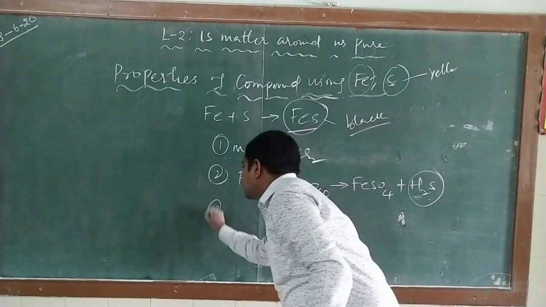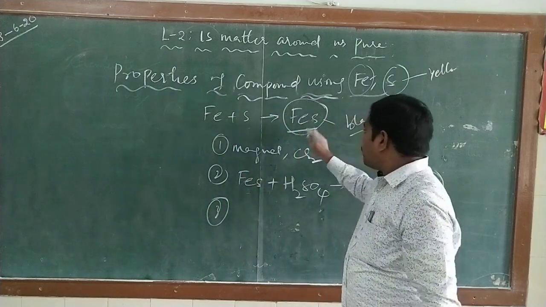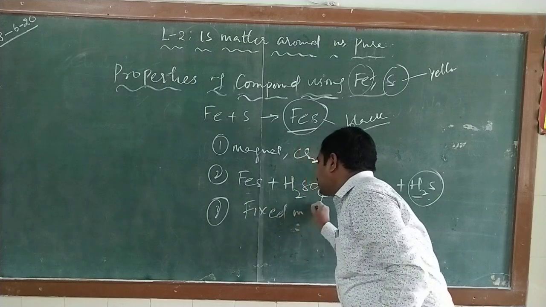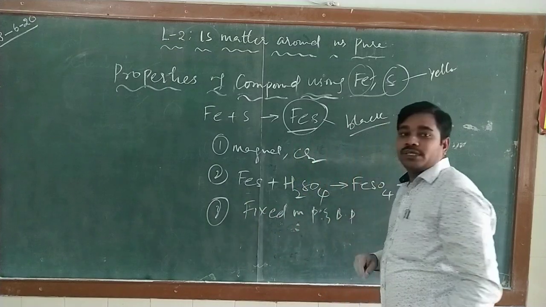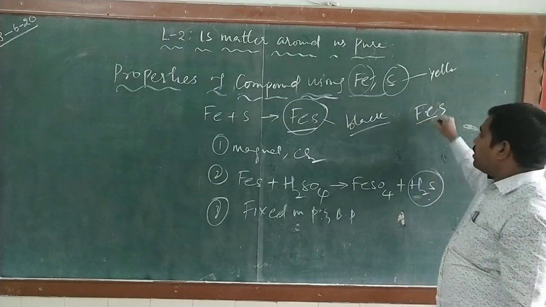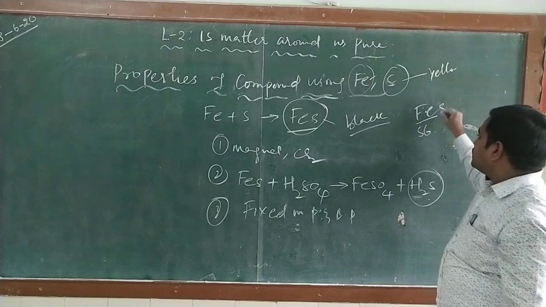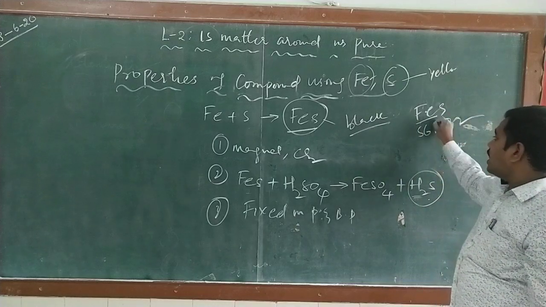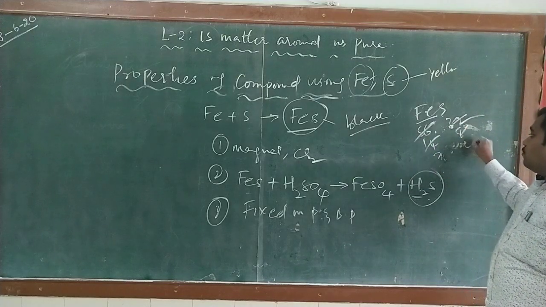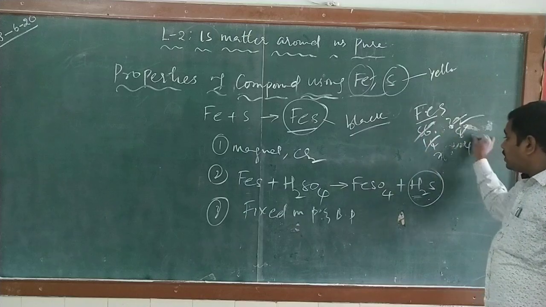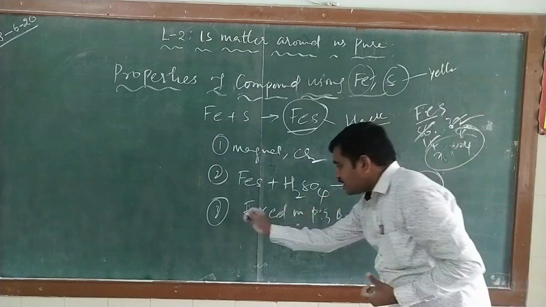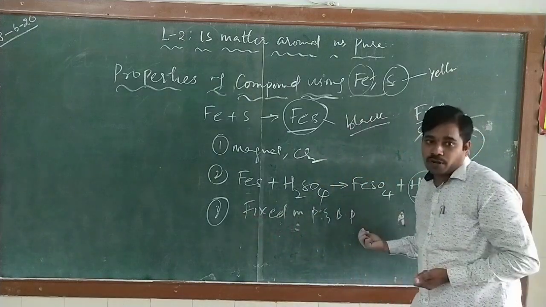Whereas here, in the compound, ferrous sulfide has a fixed melting point and a fixed boiling point because it is in a fixed ratio. For example, when we take the iron sulfide, the weight of the iron is 56 and the sulfur weight is 32, that is 14 and 8, which is 7 and 4. So the iron and sulfur are in the ratio of 7:4. So they are in a fixed ratio, and definitely they are going to have a fixed melting point and boiling point.